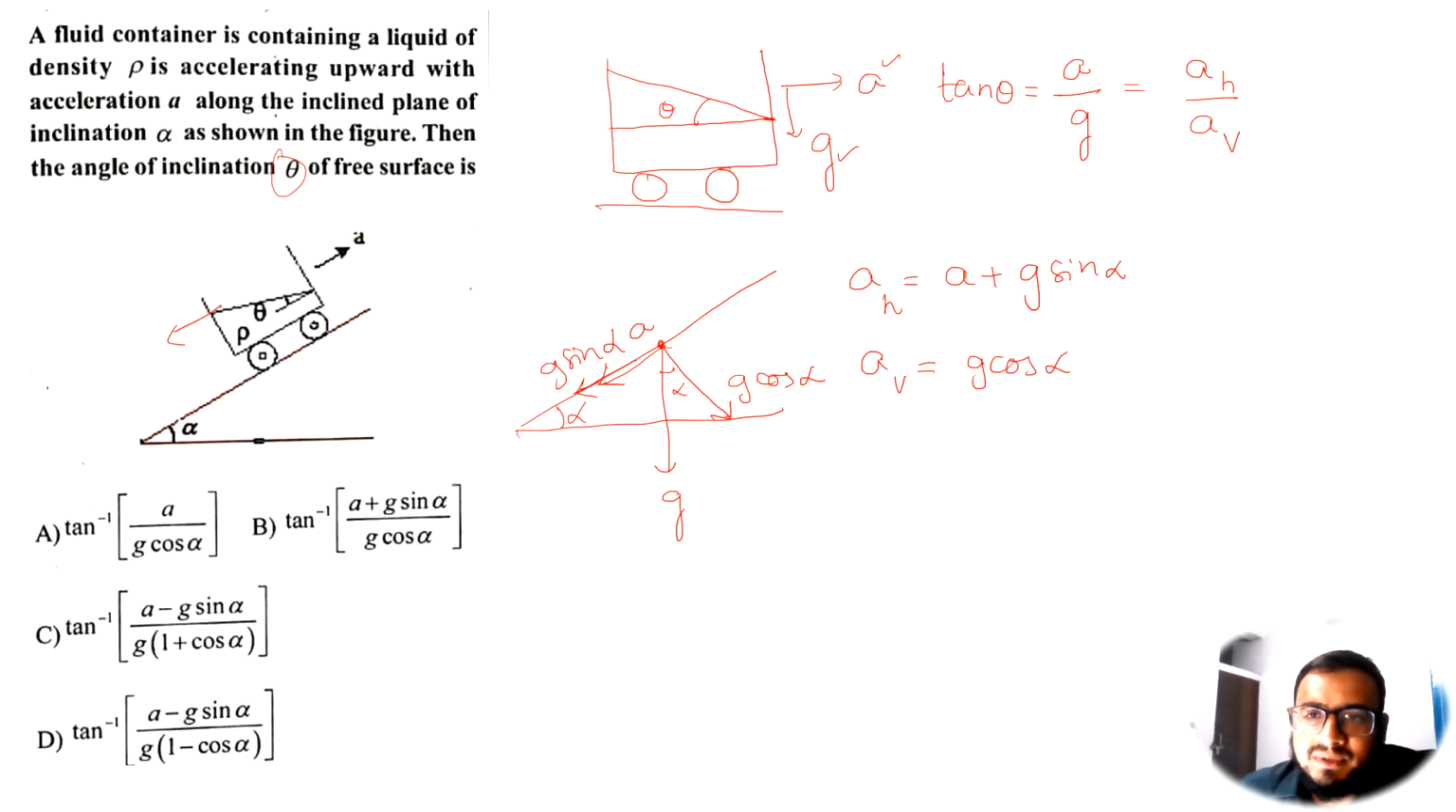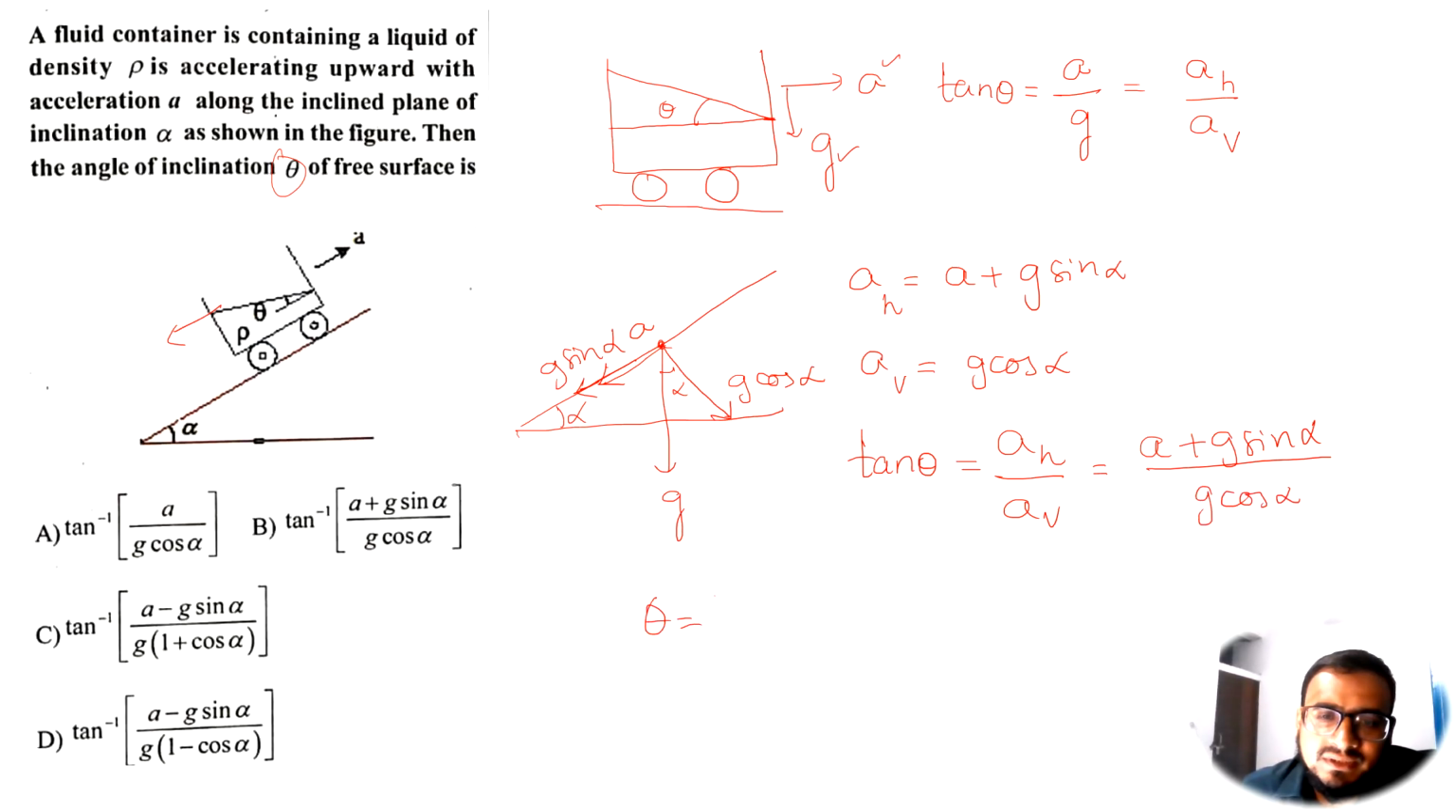So as we apply the same thing, tan theta, the angle over here, is nothing but the horizontal acceleration by the vertical acceleration. The horizontal acceleration is A plus G sin alpha, upon the vertical acceleration, G cos alpha. So the angle theta is given by tan inverse of A plus G sin alpha upon G cos alpha. So that is theta, which is option B.